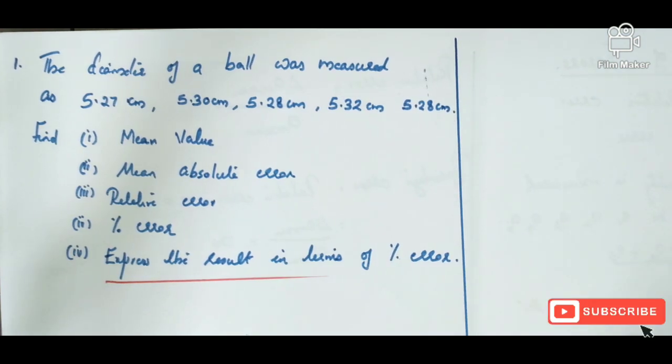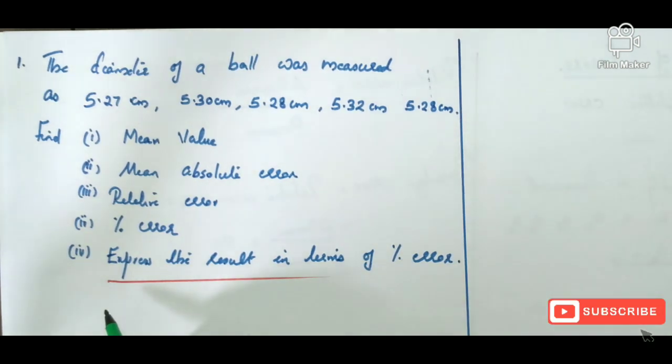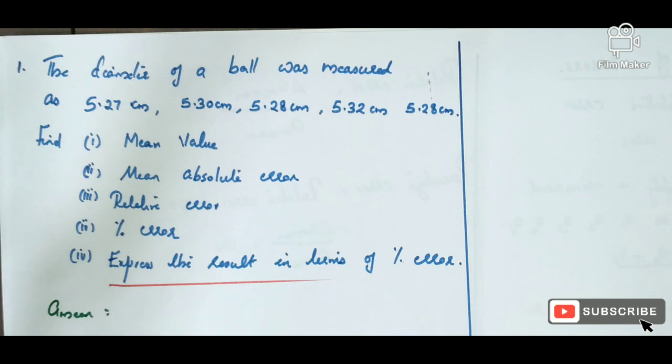Okay. You can do a question relating to error. The diameter of a ball was measured as 5.27 centimeter, 5.30, 5.28, 5.32, 5.28 centimeter. We have to find out the mean value, mean absolute error, relative error, percentage error and express the result in terms of percentage error. That's the question. So first, how will you find out the mean value? Take the mean of all the observations. So we can write A mean. Any representation we can take. Here I am taking A mean.